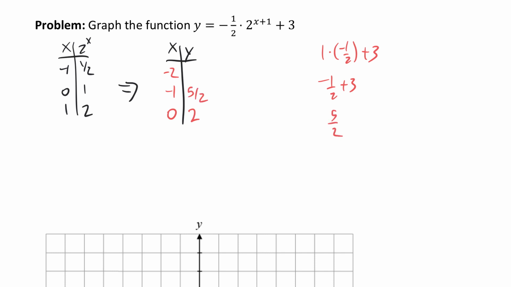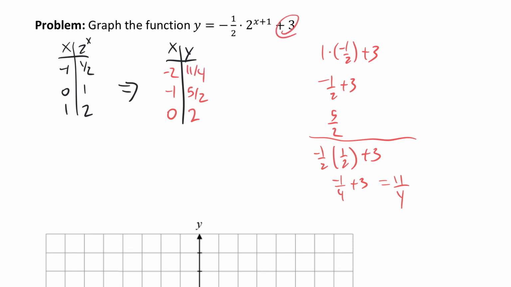And -1/2 times 1/2 plus 3. That one's a little messy. It's going to be -1/4 plus 3. So 3 times 4 is 12. So that's going to give us 11/4.